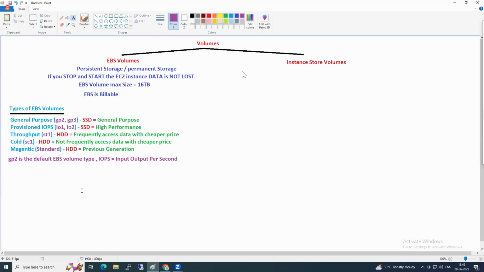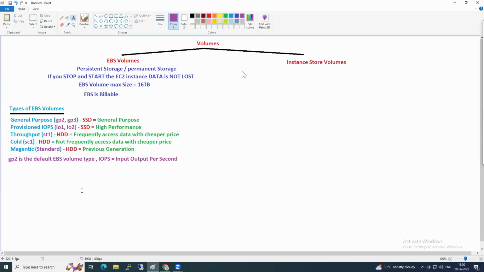But in provisioned IOPS, you can mention it, because it is IOPS configurable. That means you can specifically mention how many inputs and outputs you need: 2,000, 3,000, 10,000, 20,000, 30,000, 40,000, 50,000 up to 80,000. So which volume type is IOPS configurable? Provisioned IOPS, and also GP3.